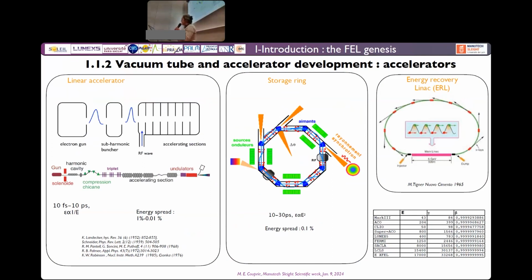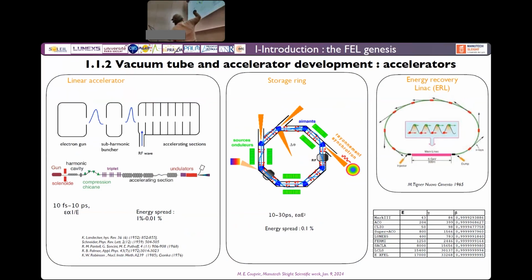So typically we can deal with a linear accelerator, so we have a gun. We can have a harmonic cavity for doing this bunching. Sometimes we do a compression chicane. It's like in optics when you do pulse shortening with gratings. And then we can have a triplet to do the proper focusing, so quadrupoles, which are magnetic lenses. And then we have the accelerating sections. And then we can put some other systems.